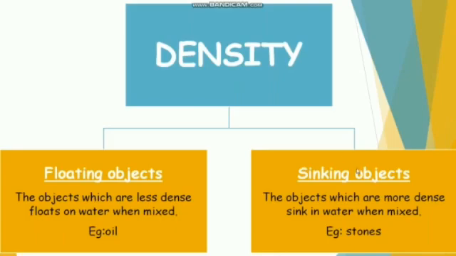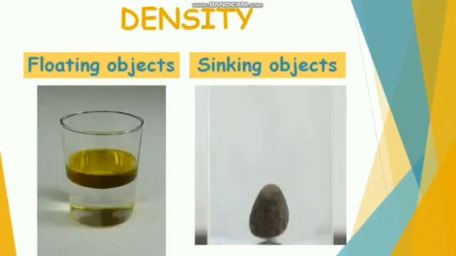Whereas sinking objects are those objects which have more density than the water and they sink when mixed with water. For example, stones. However hard you try to keep the stone on the surface of the water, it will sink down. Here is a picture of floating and sinking objects. The first picture is of oil and water, in which you can see that the oil is on the surface of the water, that is, it is floating. Whereas in the second picture, here is a glass of water and the stone has sunk down in the glass of water.